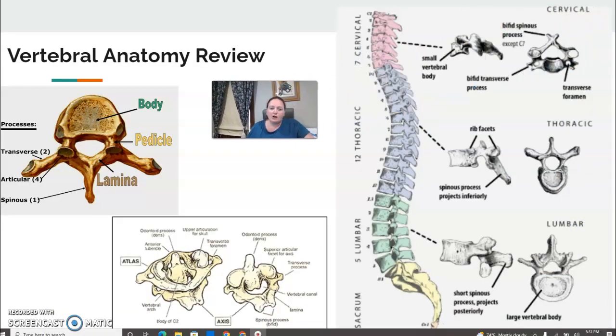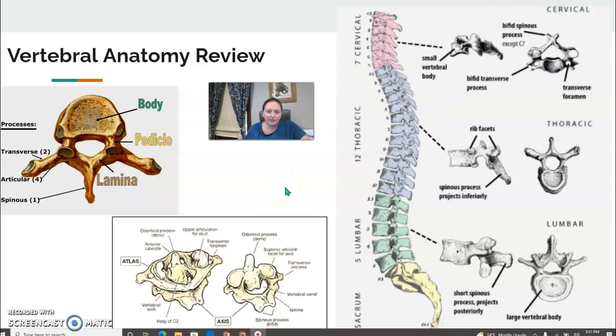A basic review of some vertebrae anatomy. Pedicle and lamina, right? Remember, your pedicle is closer to the body. Lamina is out by the spinous process. It looks like it's leaving.